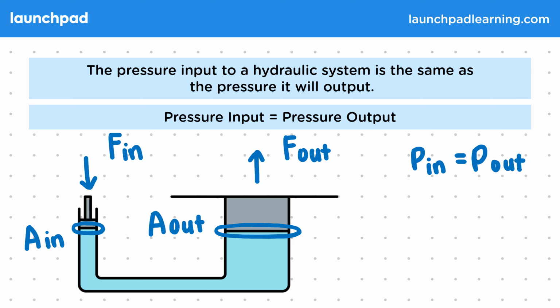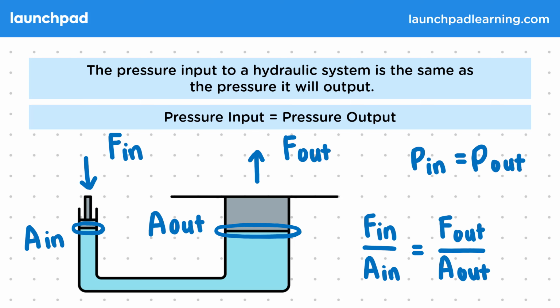Then, because of how hydraulic systems work, the input pressure must equal the output pressure. Also remember that pressure is equal to force divided by area. So the input force divided by the input area must equal the output force divided by the output area. Many students struggle with hydraulics calculations because they don't know where to start with them. The key is to find the input and output forces and areas, and remember this relation between the pressures. So let's try an example calculation.